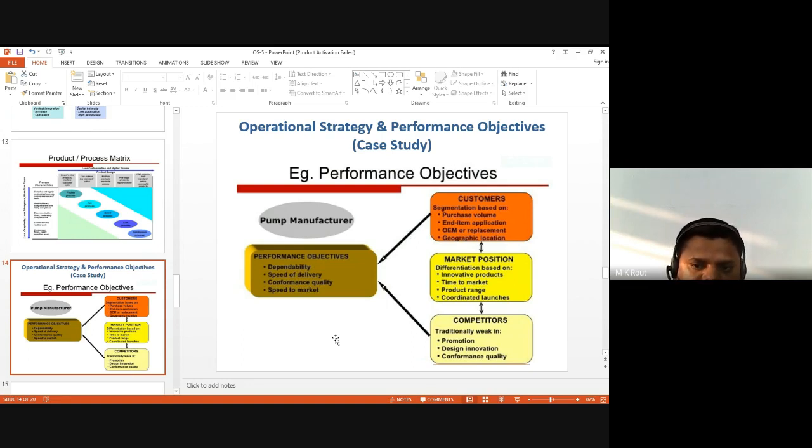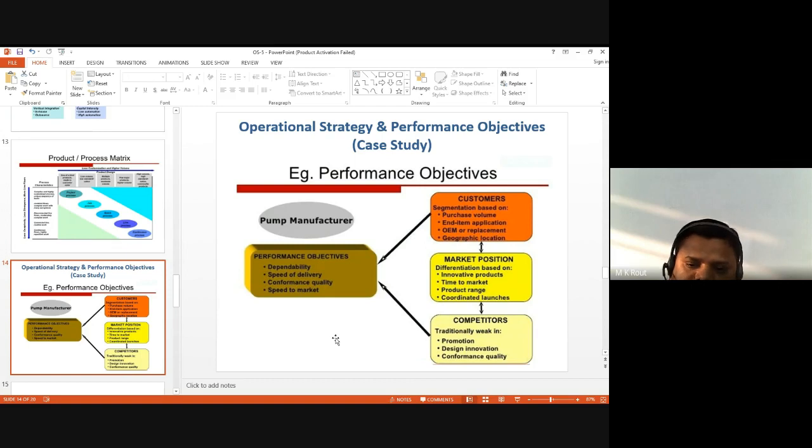In case of customer, as you know, the market segment is based on purchase volume, end item application, or overall engineering maintenance or replacement. The next one is geographical location, which is included in market segments. The next is market position, the difference based on innovative product, time to market, product range, and coordinated launches. But in case of competitor activities, traditionally weak in promotions, design innovation, and performance quality, this kind of activity you collect from the market.